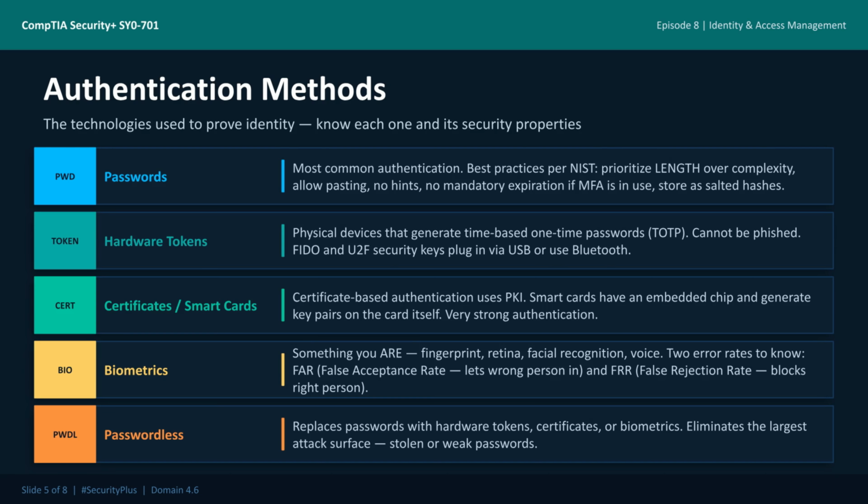Authentication methods prove identity. Passwords are the most common, where NIST recommends prioritizing length. Hardware tokens use TOTP and cannot be phished. Certificates use PKI for strong authentication. Biometrics involve something you are. Passwordless methods replace passwords entirely.